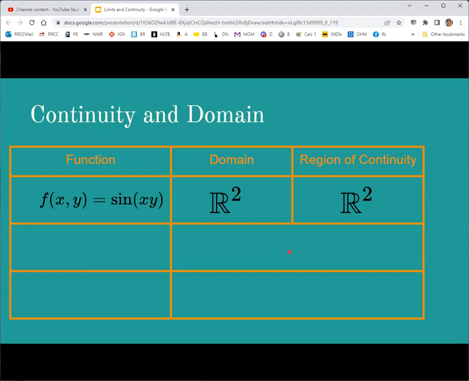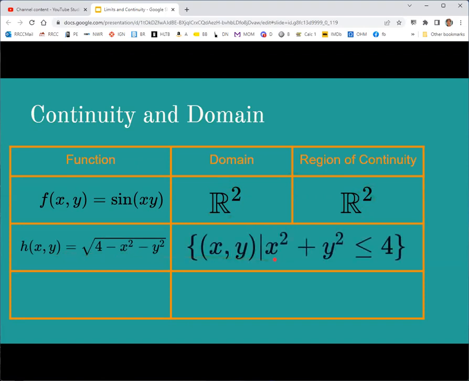I just wanted to point out that if you're looking for where a function of two variables is continuous, often it's easy to just do this when you're checking for its domain. So if you had a function f of x y equal to sine of xy, you can put anything you want in there for x and y. So its domain is all real numbers, and it's going to be continuous for all real numbers. On the other hand, if you had a function that has a restricted domain, like this square root, then your domain is restricted to where x squared plus y squared is less than or equal to 4, so that you don't get the square root of a negative. That's the domain. That's also the region of continuity.